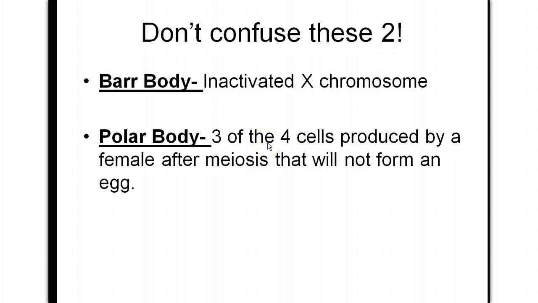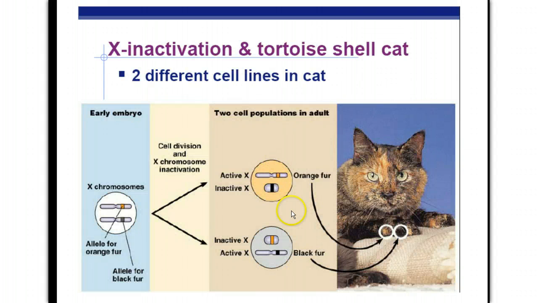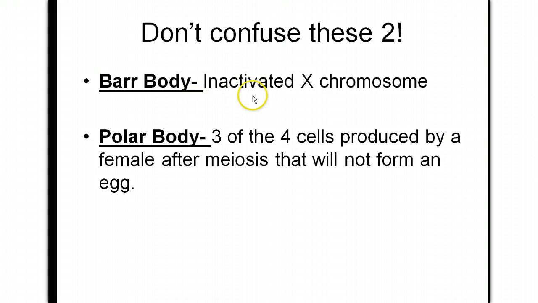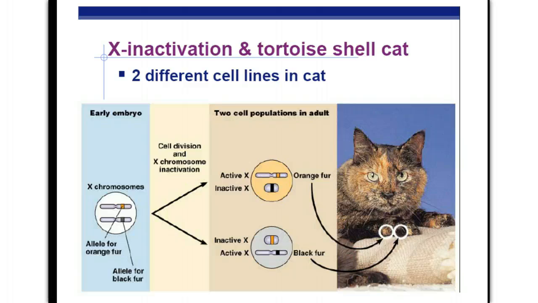This is also seen in tortoiseshell cats. They have the same thing going on. Whether they have orange fur or black fur activated, depending on which X chromosome is inactivated, will give them these color fur patterns. Now, a male cat's not going to do this because they don't have 2 X chromosomes. So males will never, in the cat world, be tortoiseshell colored. Don't get those confused. Barr body, inactivated X chromosome, and polar body, 3 of the 4 cells produced by a female after meiosis that will not form an egg.